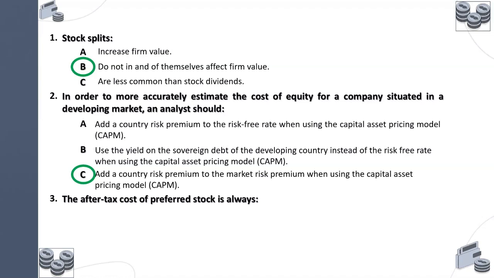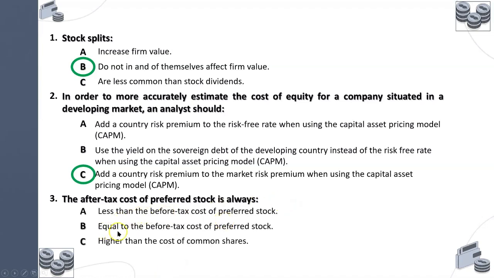Question number 3: the after-tax cost of preferred stock is always... Before we go further, preferred stock pays dividends. Dividends are not tax deductible because they are part of equity. Any amount paid to equity, whether common equity, preferred equity, or any other form of equity, is not tax deductible. So after tax or before tax, it is the same because it has nothing to do with tax. Less than the before? No. Equal to the before? Yes. Before tax and after tax, it is the same because tax is irrelevant in the case of equity.